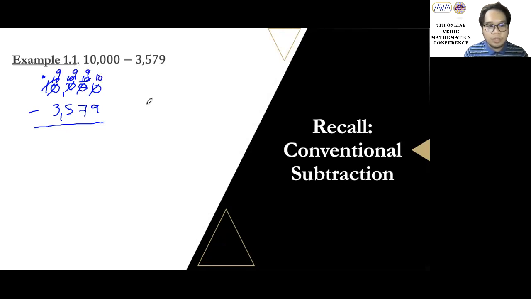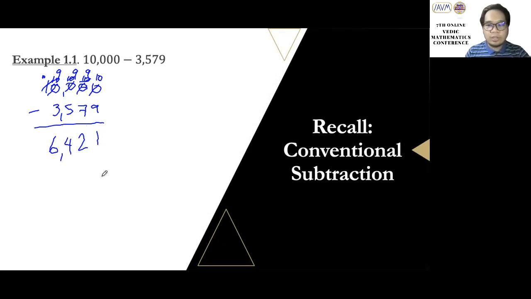Okay, so that is actually the correct and routine way of doing subtraction, and how we teach our students subtraction is also like this. So let's get into it. 10 minus 9 is 1, 9 minus 7 is 2, 9 minus 5 is 4, and 9 minus 3 is 6. So what we have is 6, 4, 2, 1: 6,421. And that's correct.